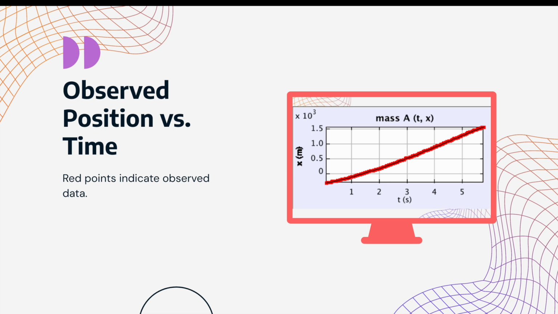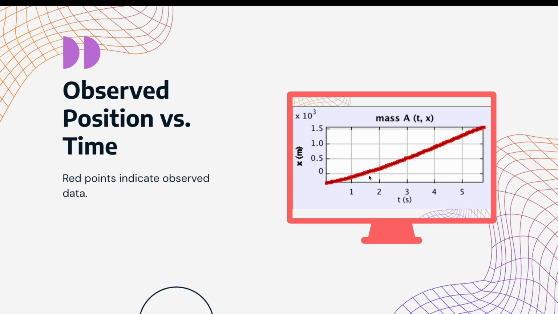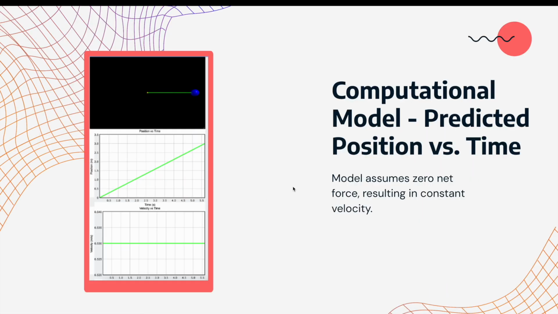The observed data, shown as red points on the graph, indicate a linear relationship between position and time, confirming that the skateboard moves at a constant speed. And then here's my computational model. This is what I used to predict the skateboard's motion. The model assumes no net force acting on the skateboard, meaning it moves at a constant velocity. The predicted position versus time graph is shown on the left. This is what the skateboard is supposed to do. It moves at a constant velocity here, and this is position versus time. As you can see, it's quite similar to the one we have here. Just straight up.